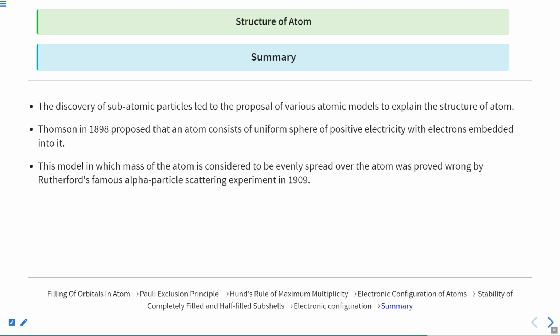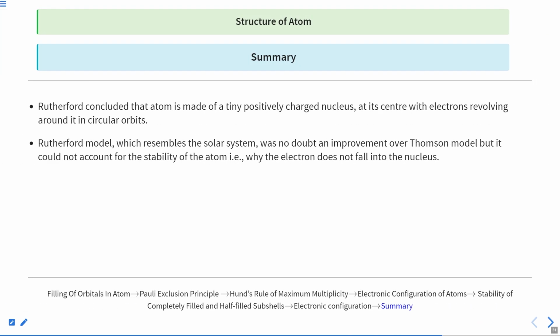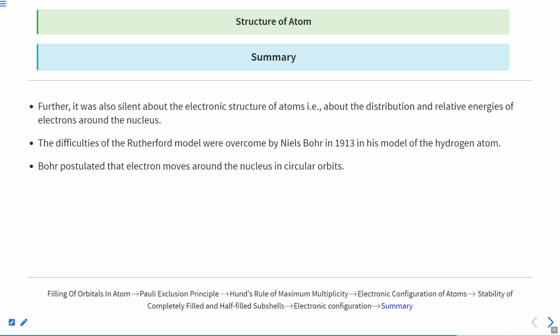Why was it proven wrong? Because if the lawn tennis ball was spread out like that, then it would not have been deflected, right? Now Rutherford concluded that the atom is made up of a tiny positively charged nucleus at its center with electrons revolving around it in circular orbits. So the Rutherford model, which resembles the solar system, was no doubt a very improved theory. It could explain many things, but not all things are explained by this planetary model.